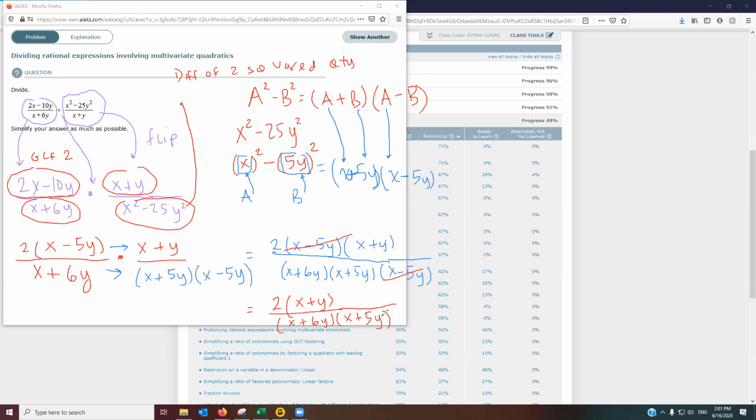All right, so for this example, I had to remember the rule for dividing fractions. The rule is keep the first fraction as is, change to a multiply, and then flip the second fraction upside down.